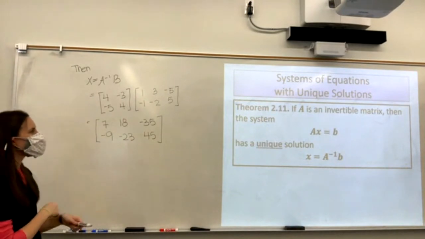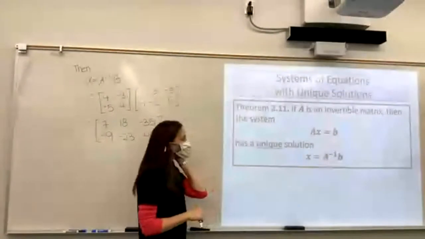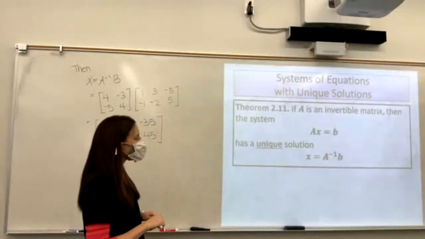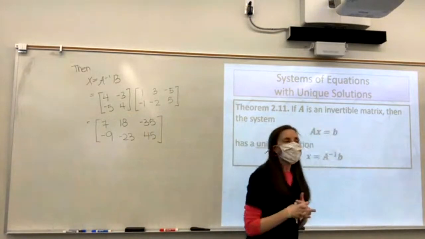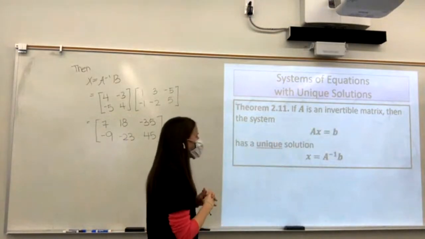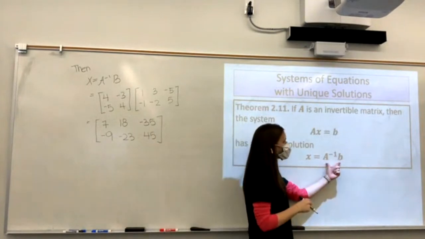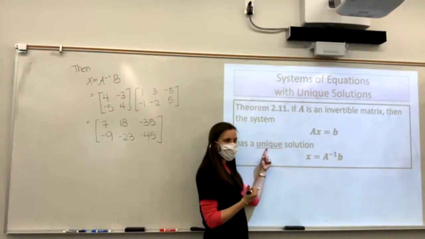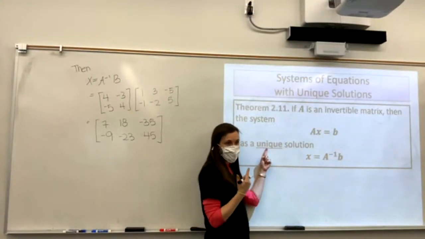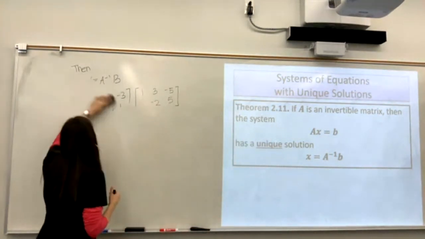Okay. Theorem 211 says that if A is an invertible matrix, then the system AX equals B has a unique solution, and that unique solution is A inverse times B. Okay, so to prove this, we actually have to prove 2 things, and I'll write that down in just a second. We have to prove that this is a solution to the system, and then we have to prove that it is the only solution to the system. Okay? So there's 2 little pieces happening here.